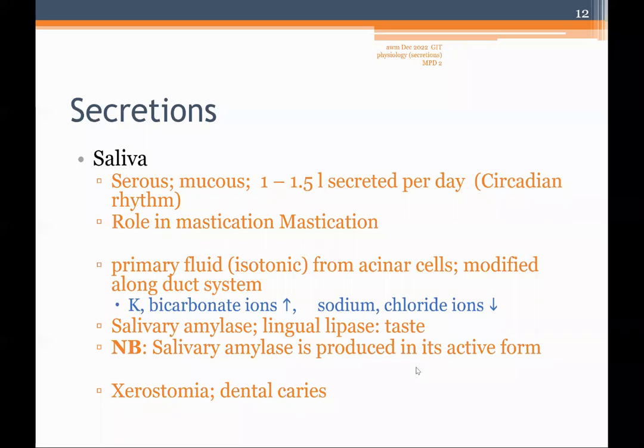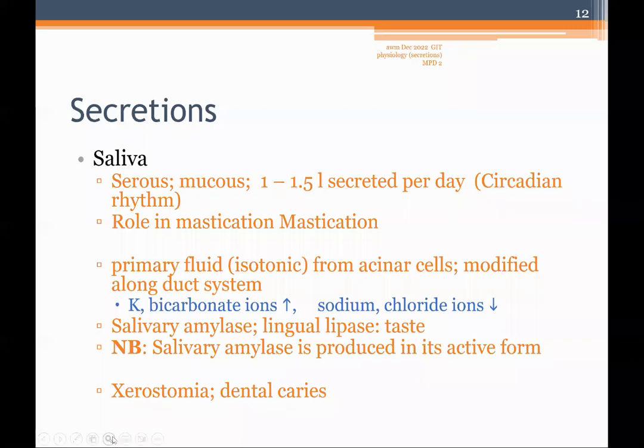Now, one thing that you need to note, because this is different when we go down lower in the gut, is that salivary amylase is produced in its active form. Many of the pancreatic enzymes are produced in an inactive form, and then they have to be activated so that they can start acting. So they're not active in the gland, they're active when they get to the lumen. And also enzymes can be inactivated by acidity. So that's why you need to neutralize the gastric acid. Otherwise, you'll have enzymes that are inactive and not able to do their job.